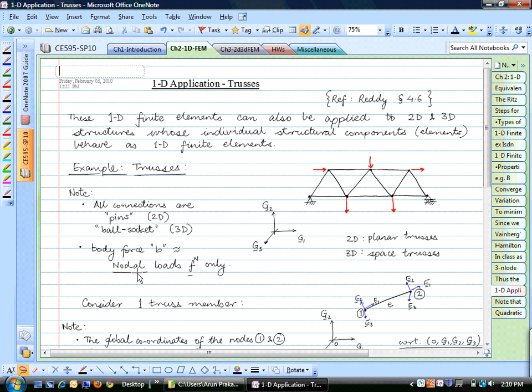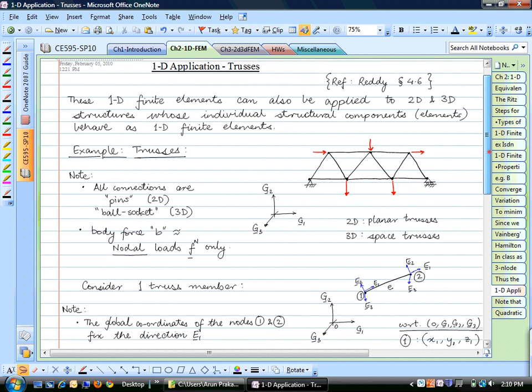So we make this approximation that the body force, or the self-weight, is also going to be approximated by nodal forces. We're going to take half the weight of the bar of each element on this node and half on this node. That's something that we normally do for trusses.